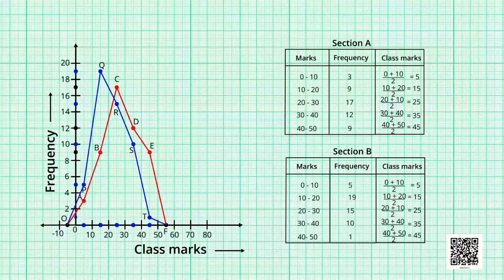Children, frequency polygons are used when the data is continuous and very large. It is very useful for comparing two different sets of data of the same nature.